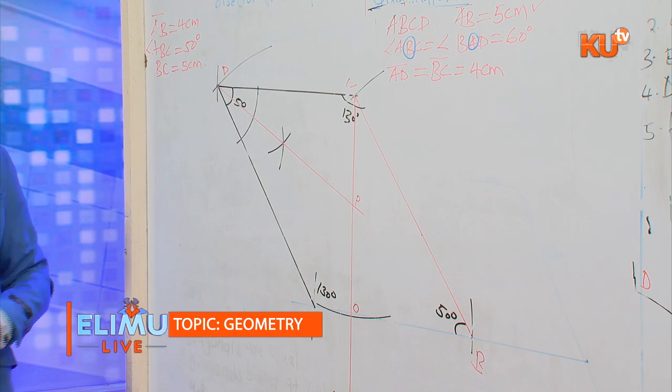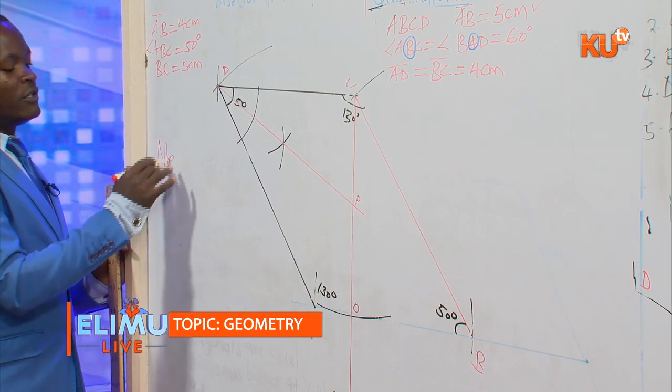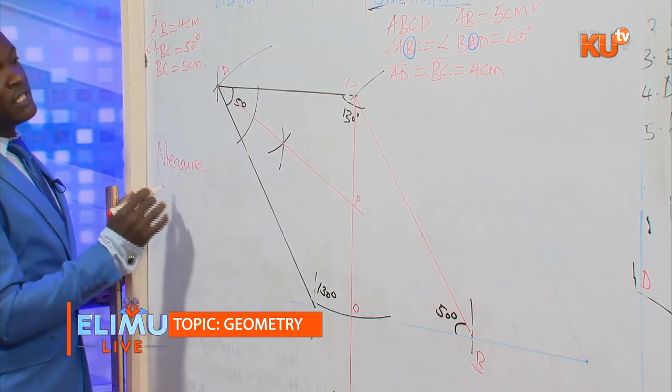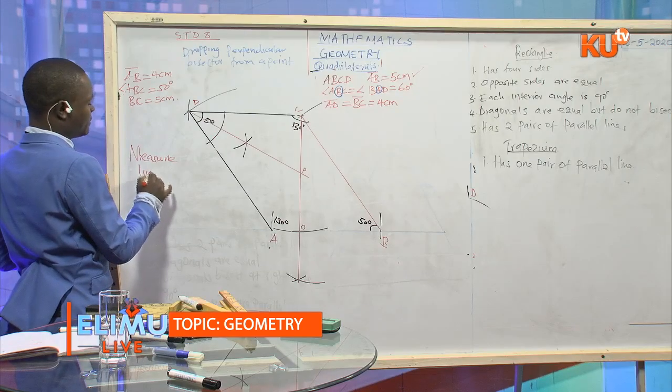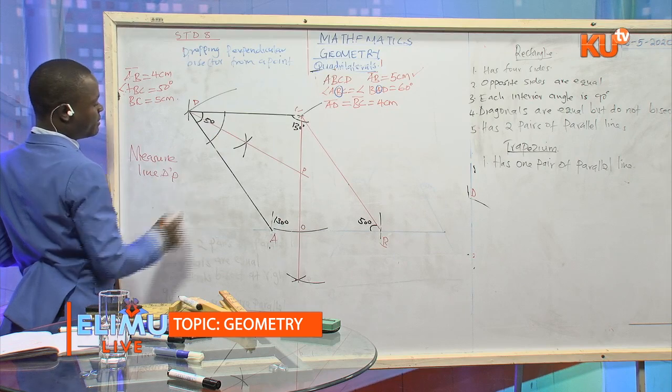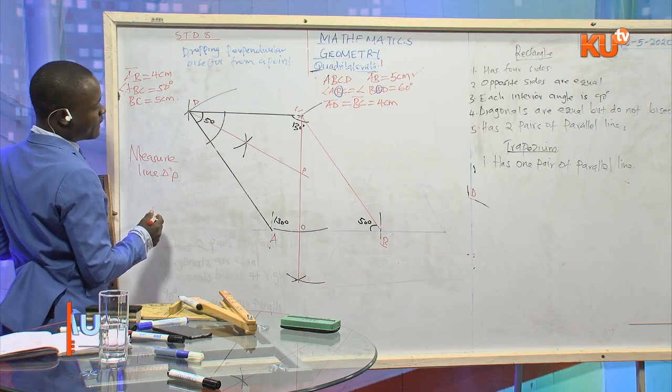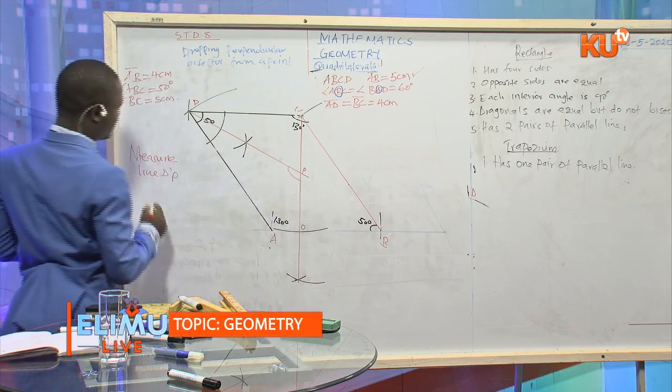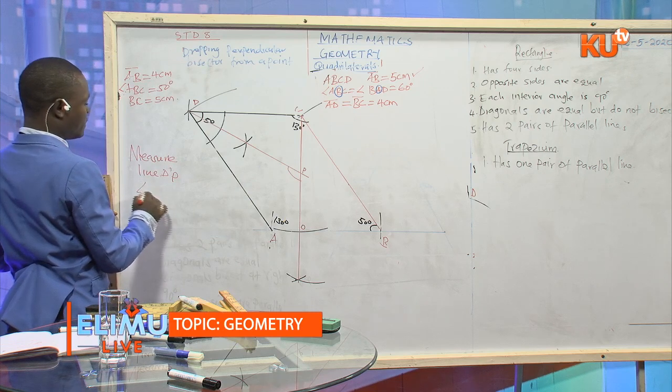Then from here you can be told to measure line DP. You can also be told to measure this angle here, that is, measure the angle.